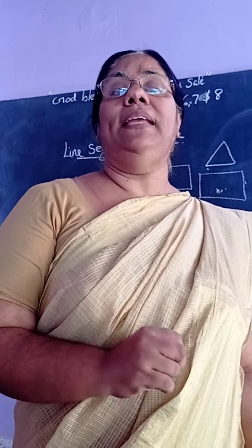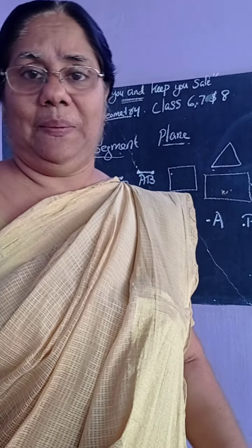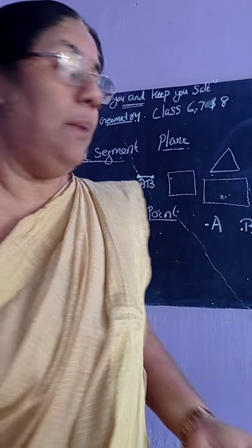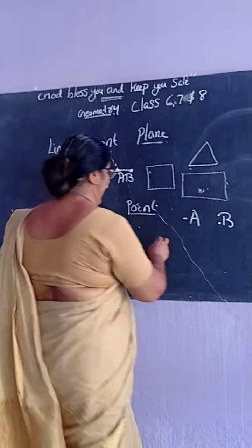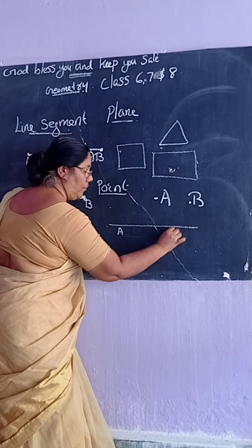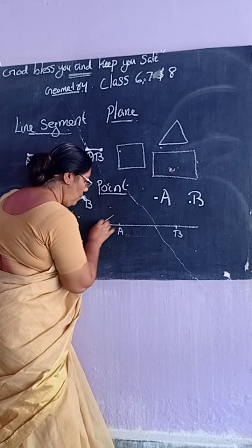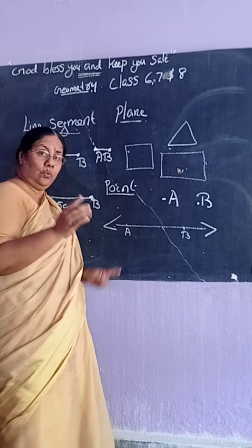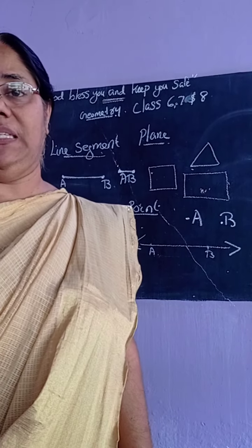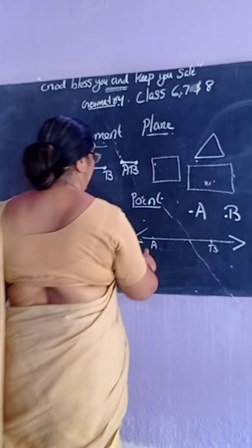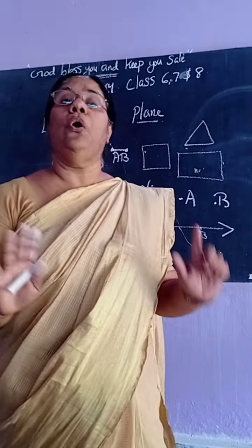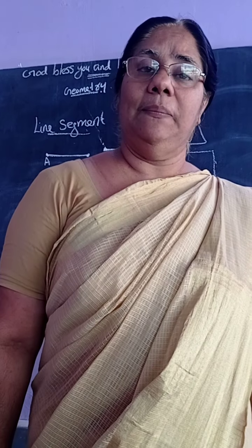Let's come to the point. What is a line? Line means no end points. On this plane, if you draw two arrows, that means no end points. Therefore, this AB is known as a line. A line has no end points.